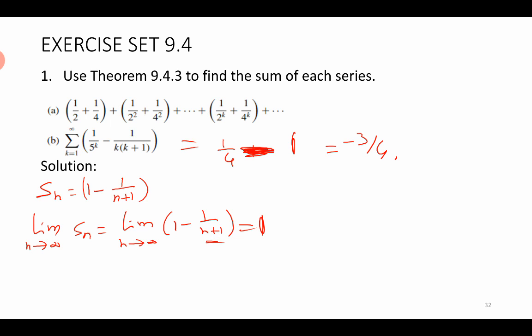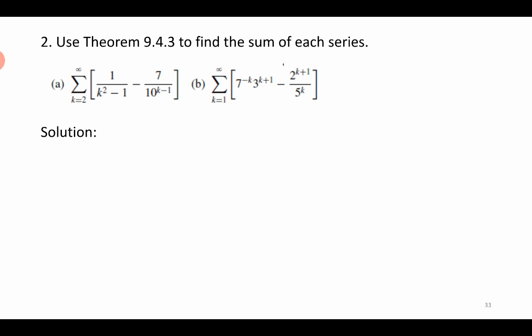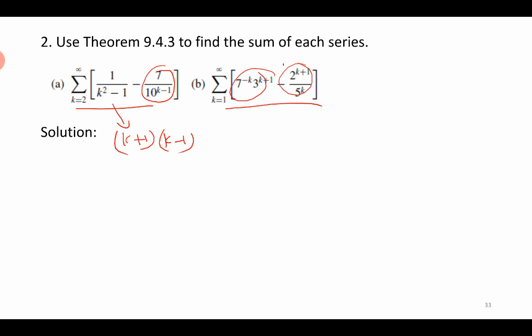That's the end of this one. In the same method, try these two problems. Just separate them and try this one. This should be written as k plus 1 and k minus 1, and then partial fractions should be used to separate, and then find the nth partial sum. This one is a geometric series. Again here, these two are geometric series. Try it just like the previous method.